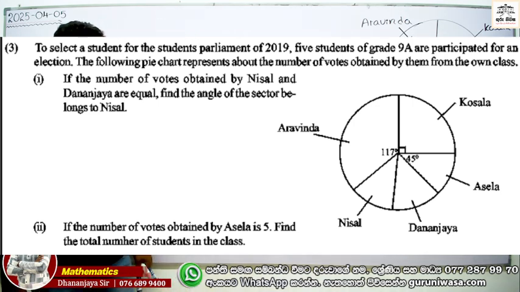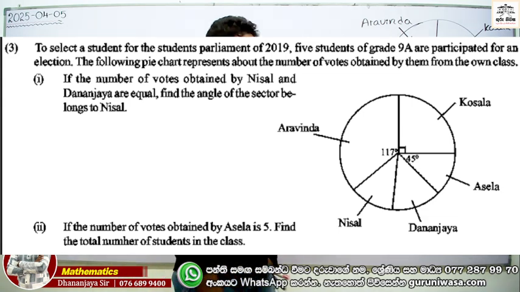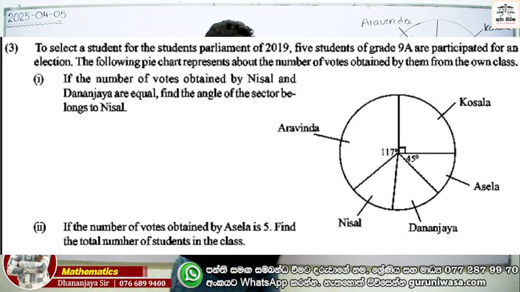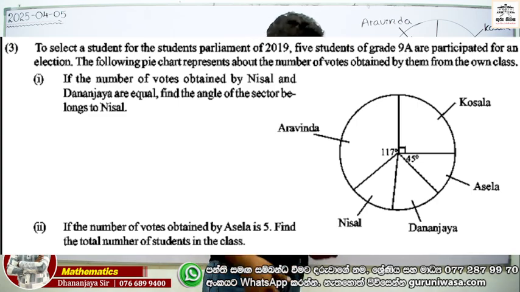Today select students from the Students Parliament, and 5 students of grade 9A participated in an election. The following pie charts represent the number of votes obtained by them from their own class. If the number of votes obtained by Niwasa and Dhananjaya are equal, find the angle of the sector belonging to Niwasa.